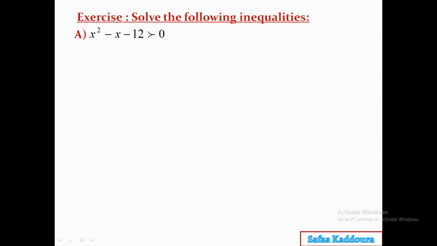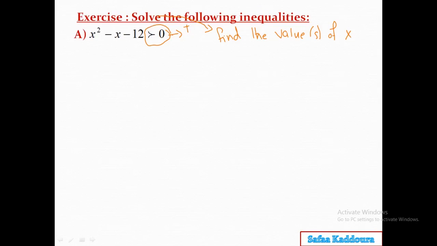The exercise is to solve the following inequalities. First of all, it is called an inequality because we have the sign greater. What do we mean by greater than 0? I mean positive. What do we mean by x squared minus x minus 12 greater than 0? First of all, the word solve means find the value of x. This is the meaning of solve.